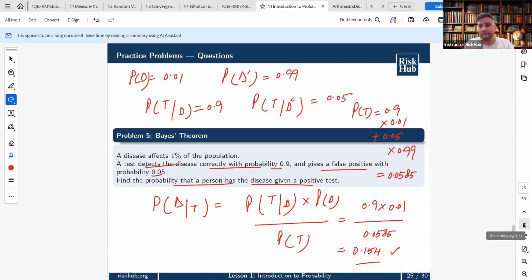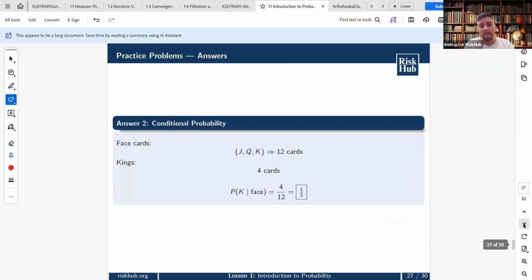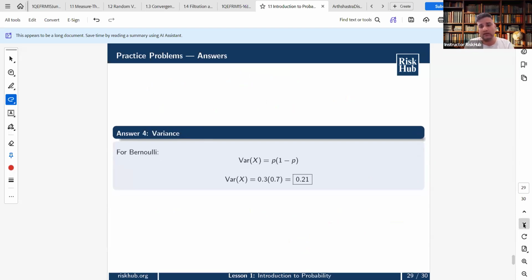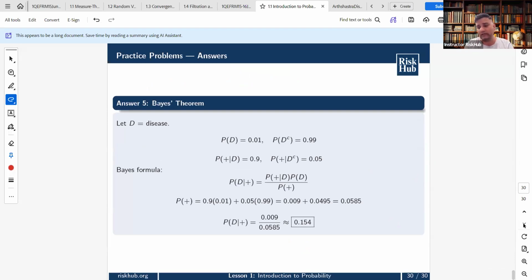This is the only mildly difficult question in this chapter. Otherwise, everything is repetition. All the solutions are already given here. I've solved them, so you can go back and see it. That's it, guys. That's what we were supposed to do. We have completed this chapter. Go back, revise it. It's not very difficult. This is a very easy kind of chapter.